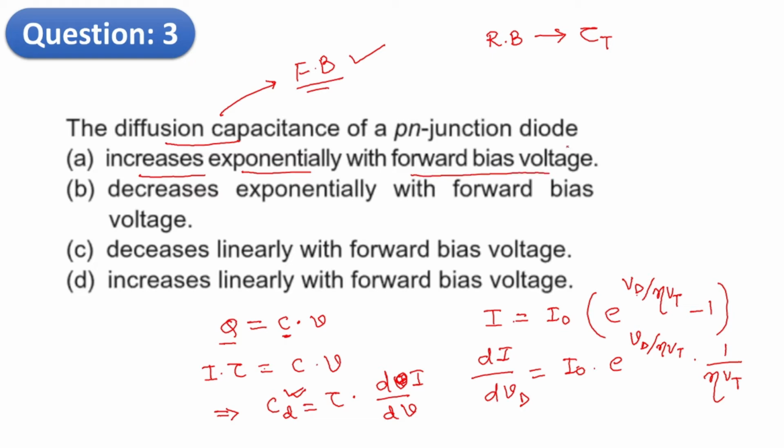You can further write C_D equal to tau into di by dV. So in place of di by dV we can put I naught into e to the power Vd divided by eta Vt, and divided by eta Vt.